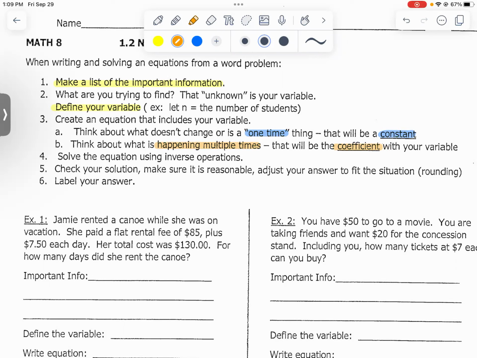Okay? Once you set up the equation, you're going to solve it. Make sure your answer is reasonable. Like if I'm asking you for the number of donuts and you get -2, I don't think that that makes sense. -2 donuts? Hey, and leave it alone. Make sure you label your answer.